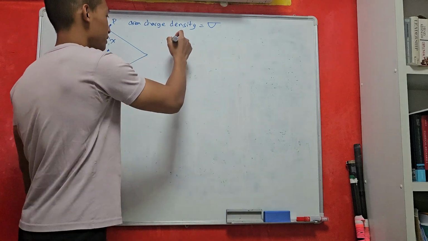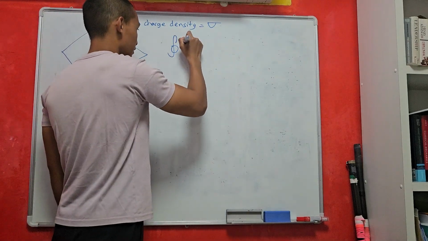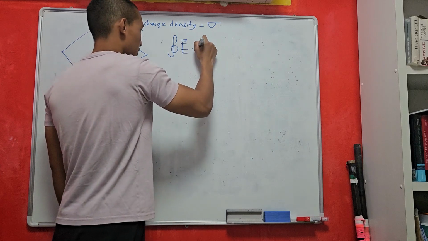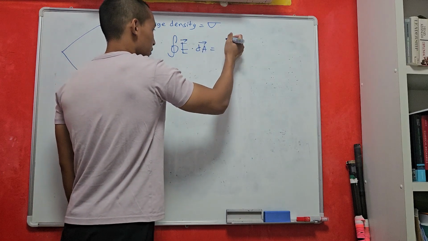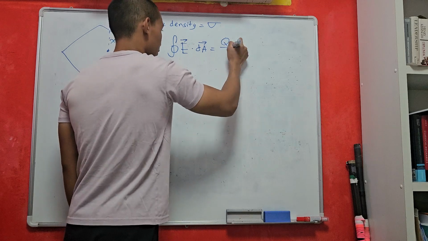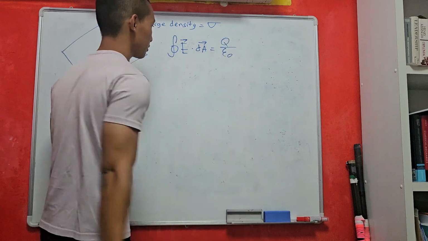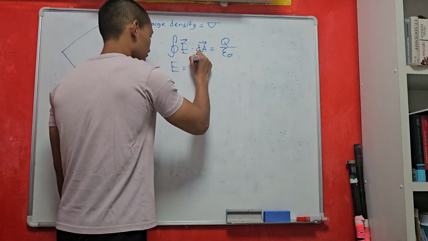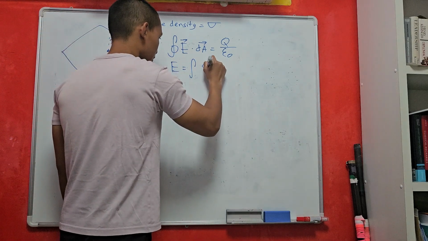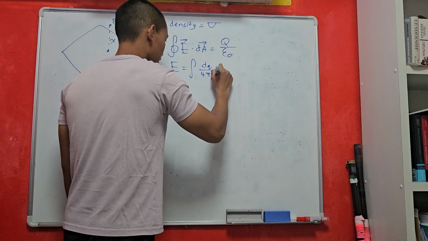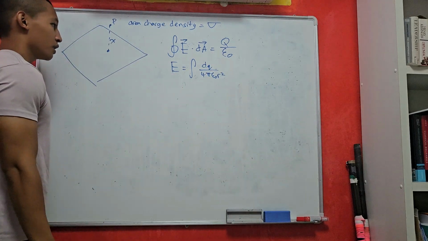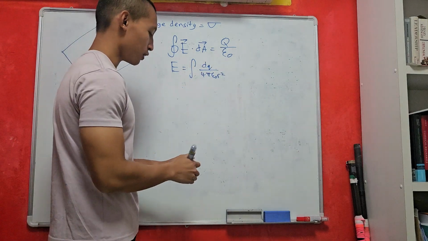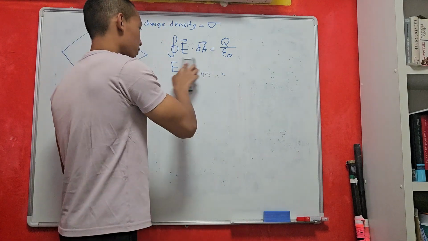The first approach is by utilizing Gauss's law, or one of Maxwell's equations, which is the closed surface integral of the electric field dot A equals the total charge enclosed by the Gaussian surface over epsilon naught. And the second method I'll be using is by integrating dq over 4 pi epsilon naught r squared. So I'll be showing how to use the first method first, which is by utilizing one of Maxwell's equations, and then I'll be going through the second method.